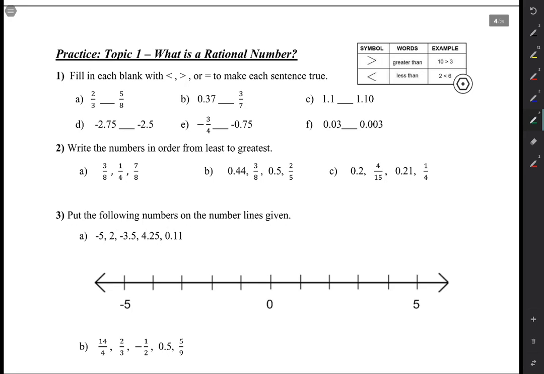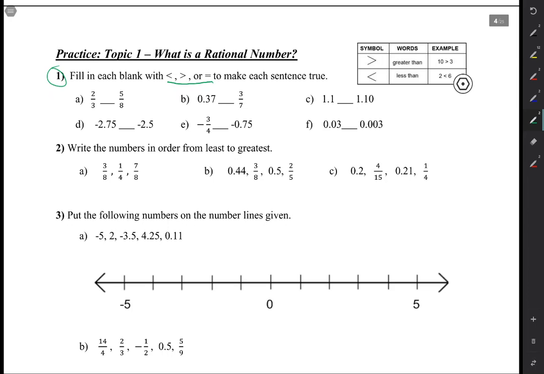I'm going to go over some of the practice question answers for you just so you can see how to answer them in case you're confused. So for number 1 here, we need to use these symbols to fill in the blanks. These symbols here are the greater than, less than, or equal to symbols.